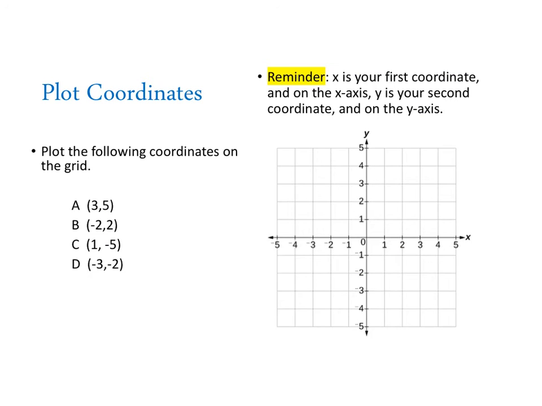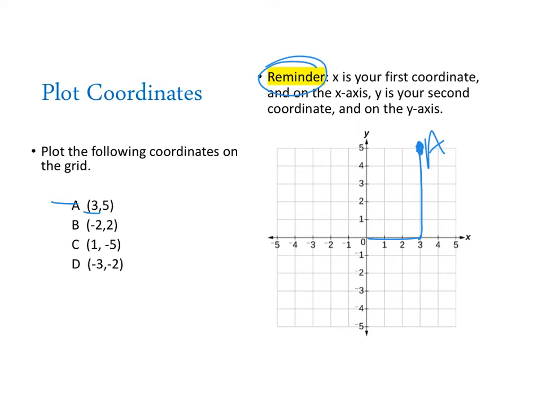Now I'm going to have you plot some coordinates with me. A big reminder is that x is your first coordinate, so we always go horizontal first and then vertical. Horizontal first, then vertical. I'm going to plot A. We have a positive 3, which would be over here on our x-axis first. We're always going to go horizontal first. Then we're going to go 5 on our y-axis. I'm going to draw the line up there for now, and this is how I would mark A.